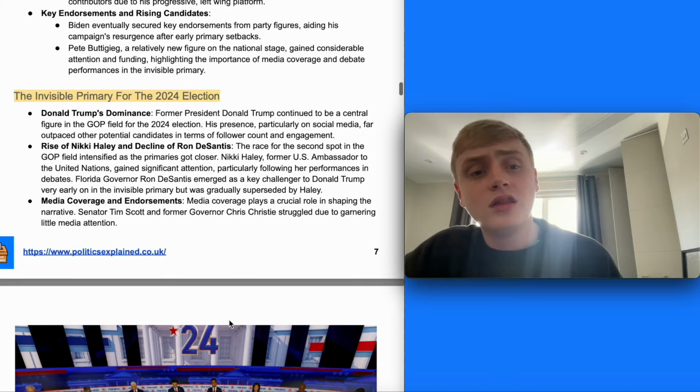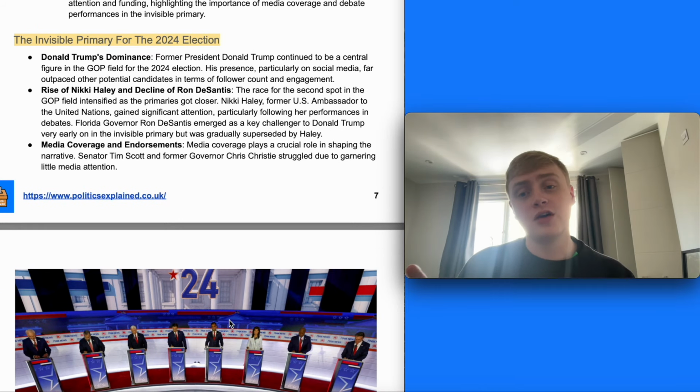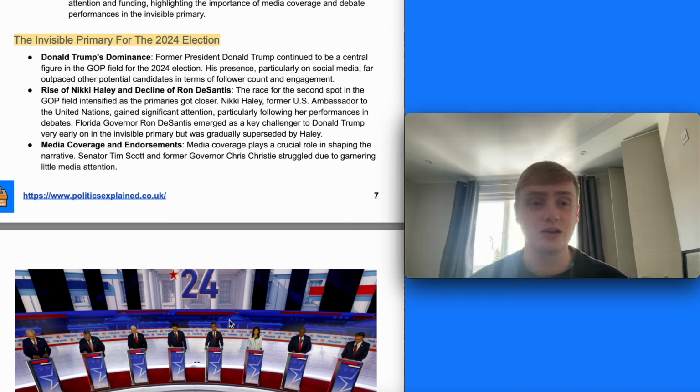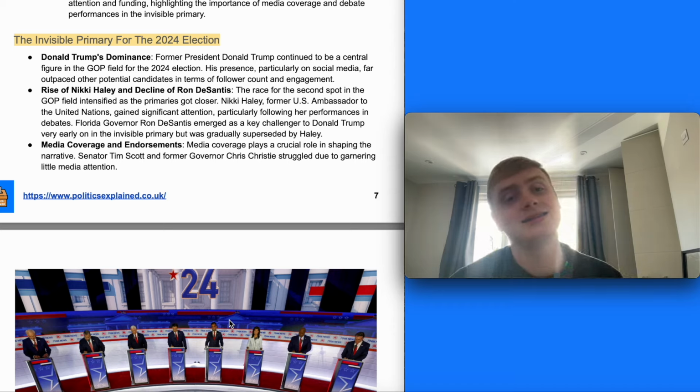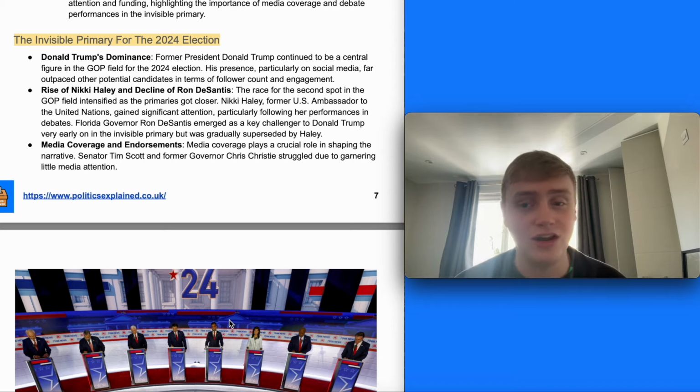In terms of the 2024 election, of course, Biden secures the nomination on the Democratic side, so this is only the case on the Republican side. Donald Trump continued to be a central figure. So his presence, particularly on social media, far outpaced other candidates. And there are a couple of other candidates who challenged him. And crucially, it seemed at first like Ron DeSantis was going to be a really key challenger.